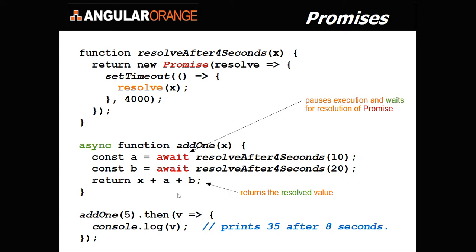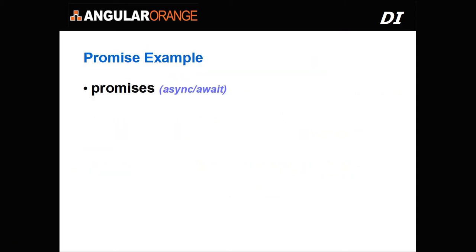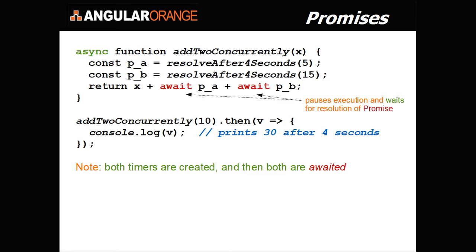So here's add 1. Now let me show you a different one. Okay, let's move on to the async function add 2 concurrently, and in that case, I don't put the await in front of the expressions of the function calls. I put the await in the resulting values.